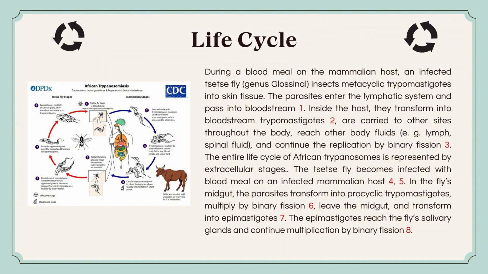The tsetse fly becomes infected with a blood meal on an infected mammalian host. In the fly's midgut, the parasites transform into procyclic trypomastigotes, multiply by binary fission, leave the midgut and transform into epimastigotes. The epimastigotes reach the fly's salivary glands and continue multiplication by binary fission.